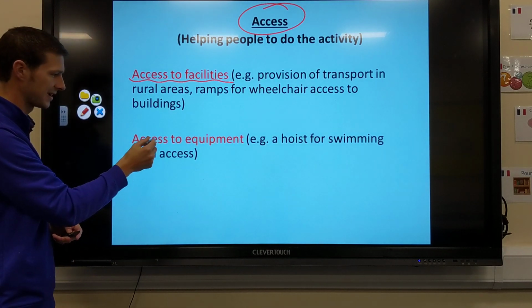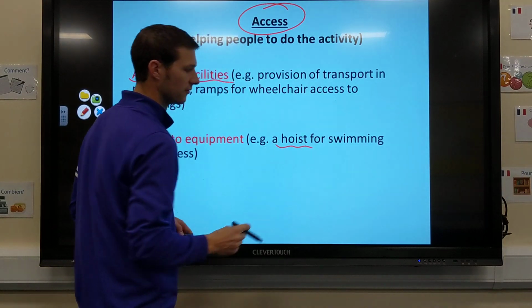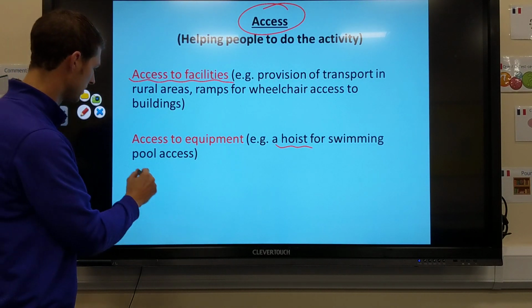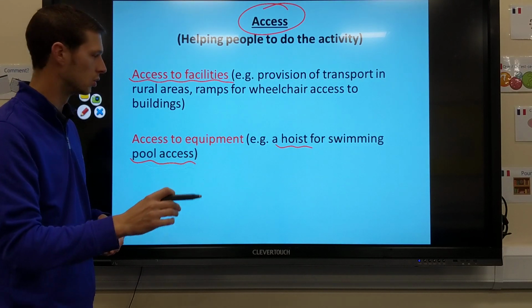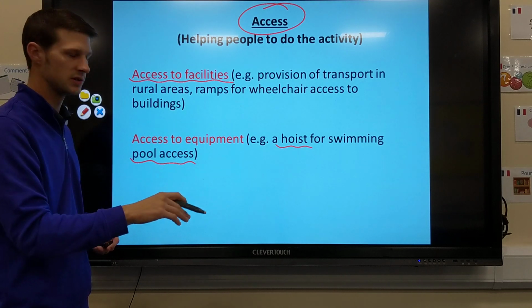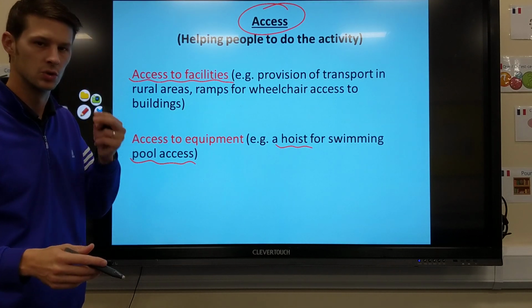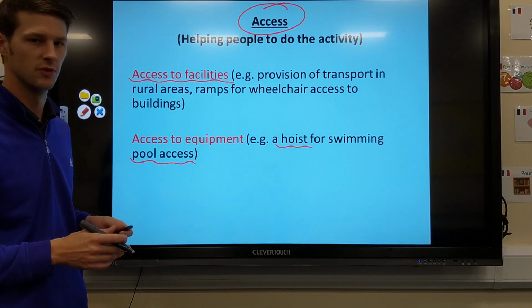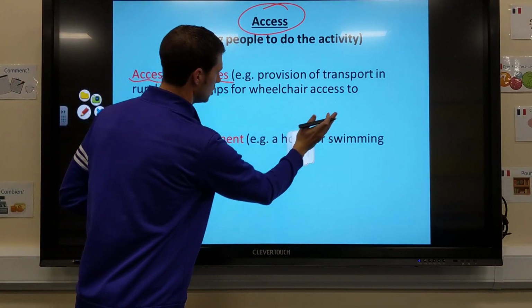And also looking at access to equipment, so things like a hoist for someone physically disabled to lower them into the pool. It might be that they've got shorter, smaller steps to go slowly down into the pool. Maybe it might be that an under 12s team has got a smaller size football. So it's appropriate equipment, and they've got access to the equipment.